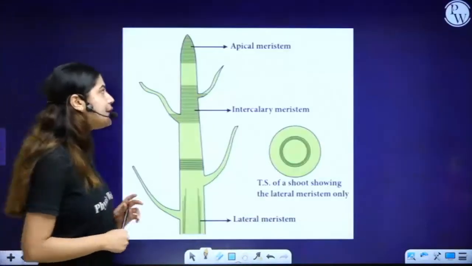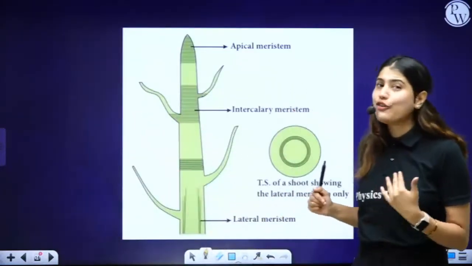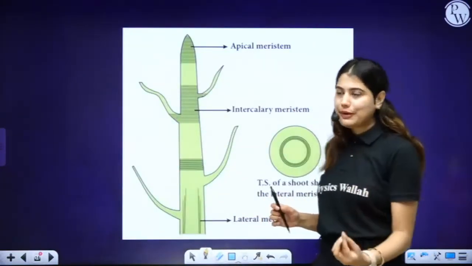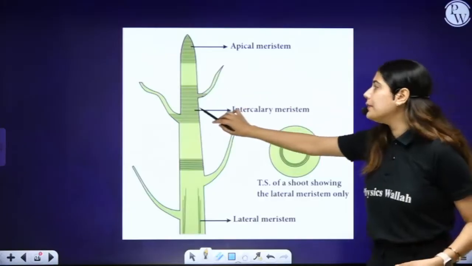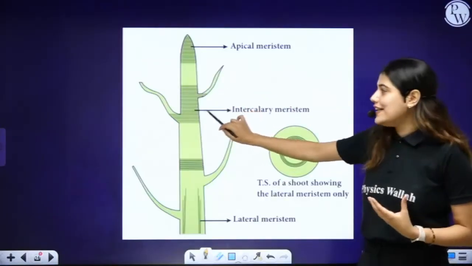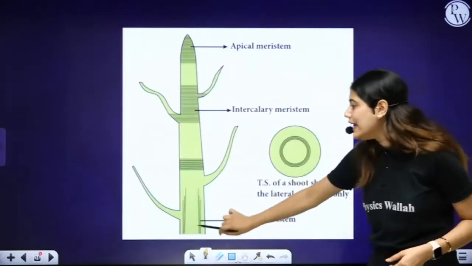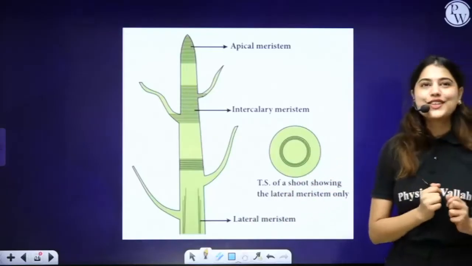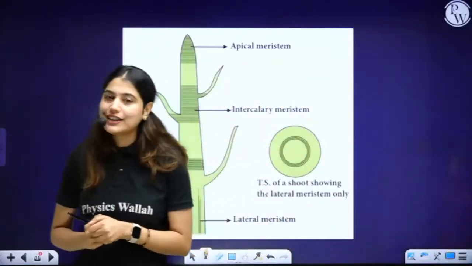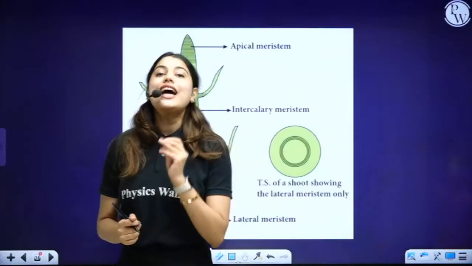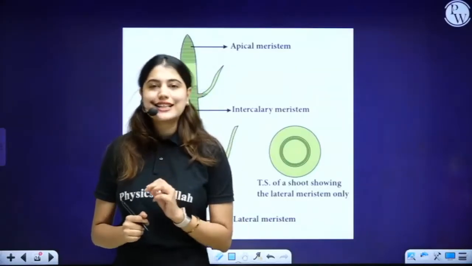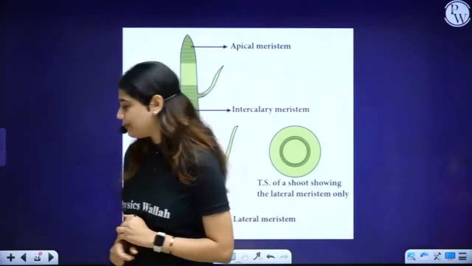Let's have a diagram for it. It is just a combination of all the three types of meristem: apical at the tip, intercalary at the base of the leaves and in the internode region, lateral at the side. That was about the types of meristematic tissue. Next tissue is, yes, permanent tissue. Let's get started with permanent tissue now.